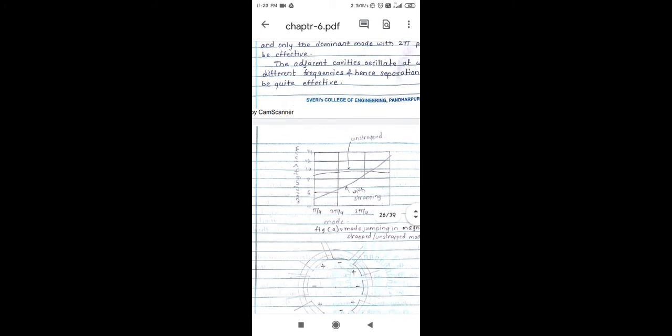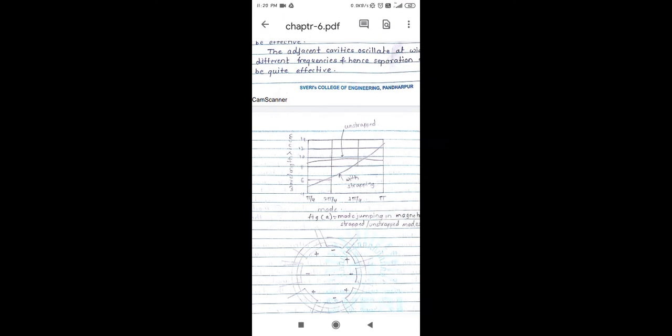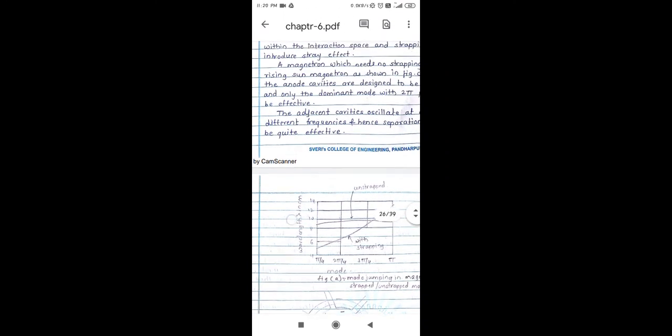So here alternate positive and negative signs are there, that is positive, negative, positive, negative. This is done in order to make the 2 pi anode poles together, that is 0, 2 pi, 4 pi and 6 pi anode cavities. Strapping helps in achieving only the dominant mode. Here in this type we have the pi mode in the magnetron.